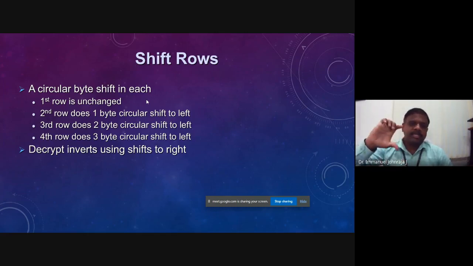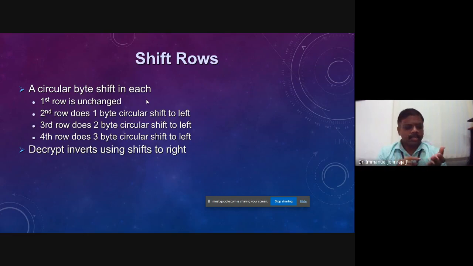So you got the state which contains 4 rows. The first row is unchanged. The second row does a 1 byte circular left shift. So in the second row, you got the first value, second value, third value, and fourth value. In the case of the second row, it goes for a circular left shift: second becomes 1, third becomes 2, 4 becomes 3, 1 becomes 4.